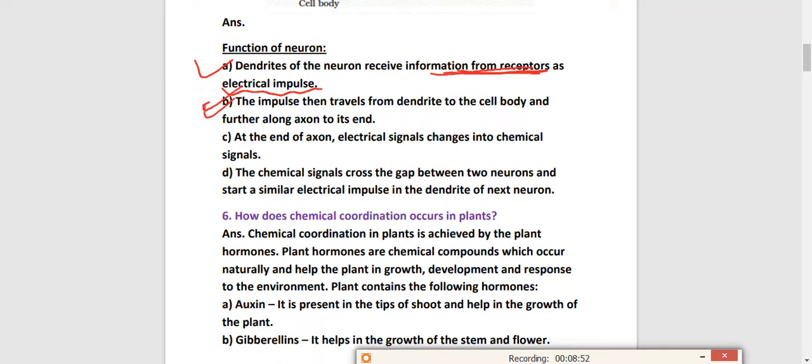That electrical impulse will travel from the dendrite to the cell body and then through the axon, and they will reach the end of the axon. At the end of the axon, what happens?